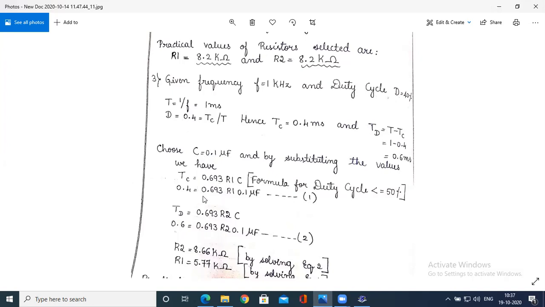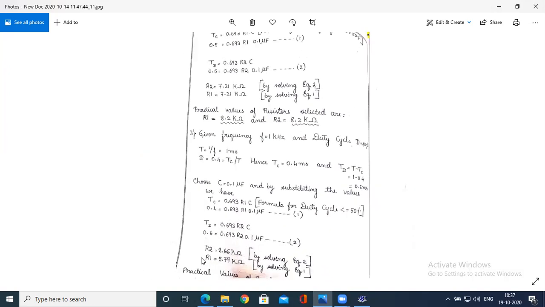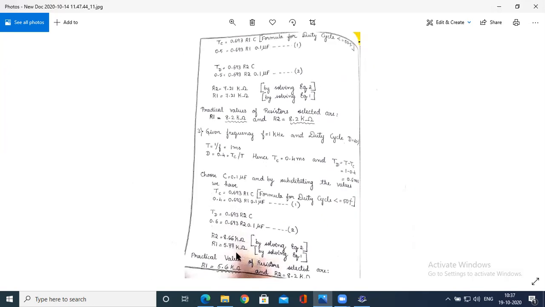Same formula. In this case also, in the circuit diagram, charging happens only through R1, discharging happens only through R2. So you use the diode to bypass. So you will see the calculated values of the resistors R1 and R2, right? So these values have to be taken. For practical values, if we don't have 5.77, then 5.6 and 8.2.